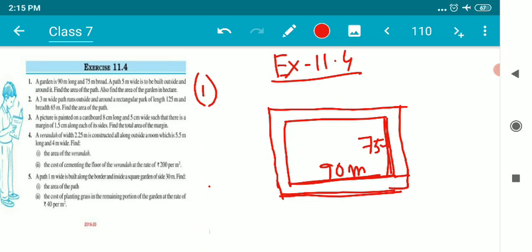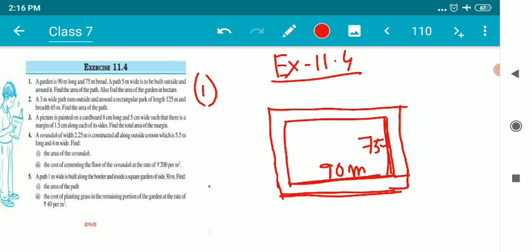So now the question is, what will be the area of the path, and also to find the area of the garden in hectare. That is the later part we will be dealing with. So now our very first job is what? To calculate the area of the path.